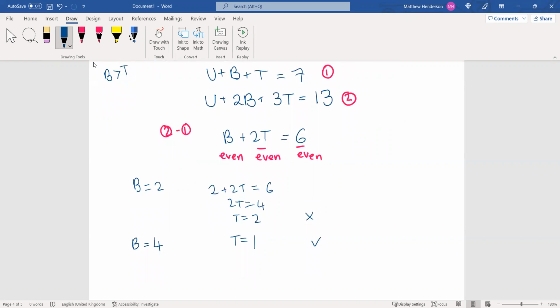Just want to check one more just in case. So the next solution for B is going to be B equal to 6, which is increasing by the T coefficient. And of course, T will decrease by the B coefficient and become 0, and that's too small. So we found our only solution, which is B equal to 4 and T equal to 1.